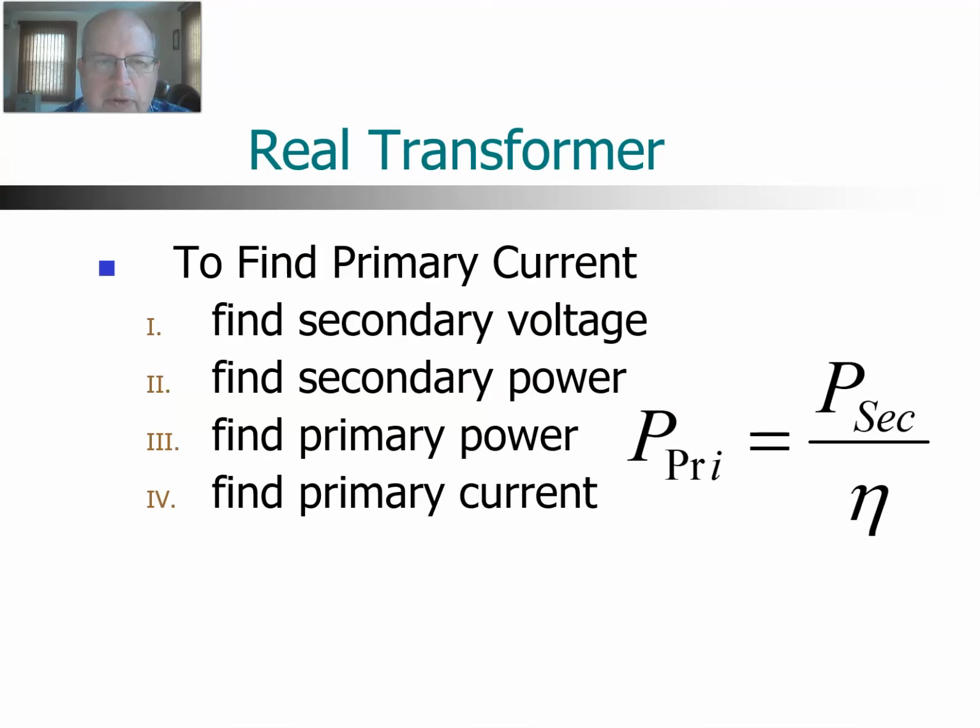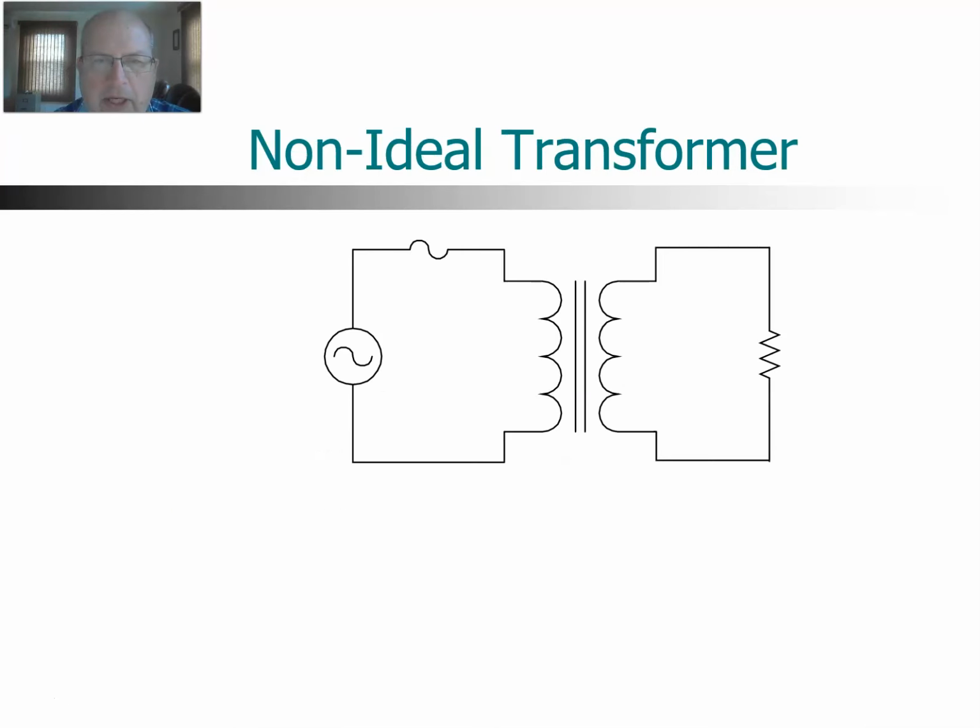All right, so in the real transformer, if you want to find the primary current, you first of all find the secondary voltage. Once you have that, you can find secondary power, and then use that efficiency formula to find the primary power. And once you have the primary power, you can find the primary current. So let's take a look at how to do that.